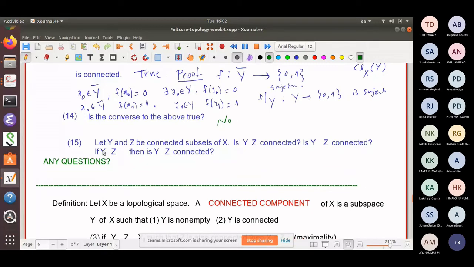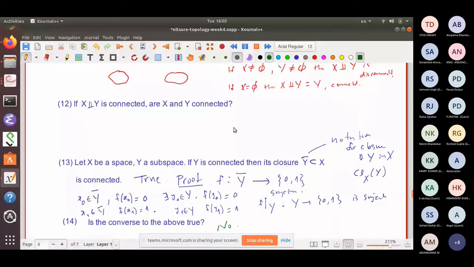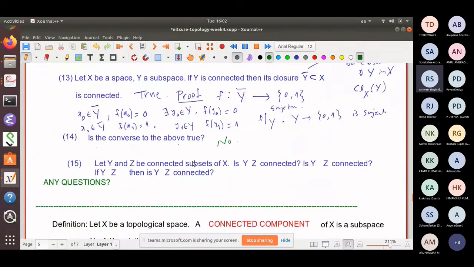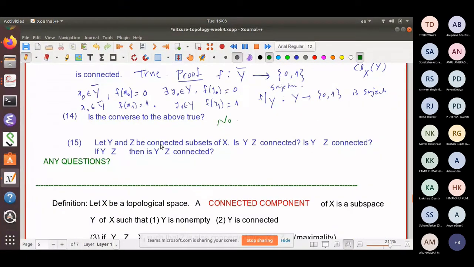Now we come to: let Y and Z be connected subsets of X. What did I have in mind? I must have done all kinds of other things earlier. I have done disjoint union, and I have done product here. So it's union or intersection, because they are subsets. So is the union connected? Is the intersection connected? And if the intersection is not empty, then is the union connected?